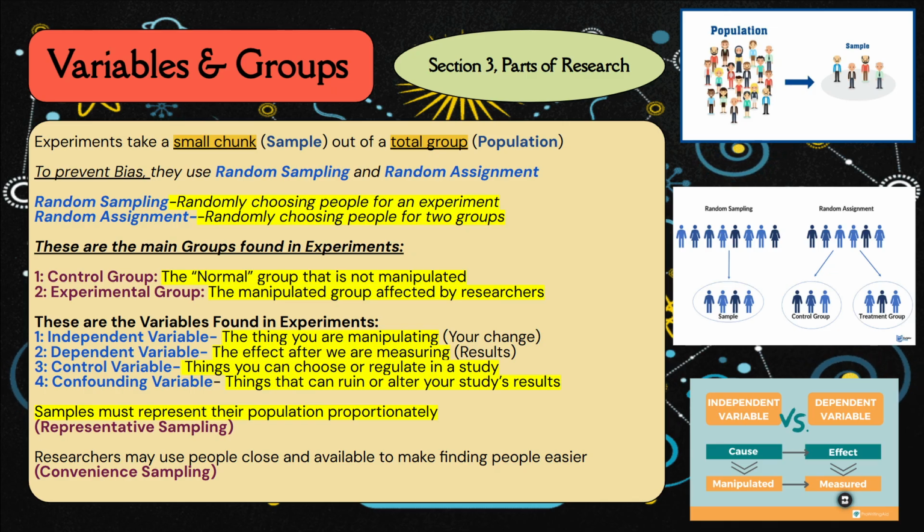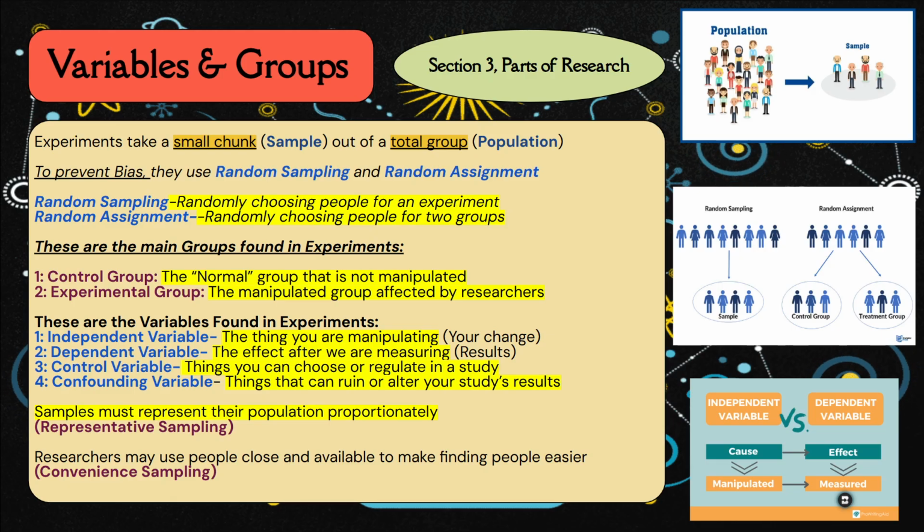Now, we don't have time to interview everybody or put everybody in a study, so we take a sample. Think of it as a slice of pizza out of the entire cake. We can't interview 300 million people, but maybe we interview 10,000. That's a small chunk. And we want to do it the right way. We don't want to have any biases.